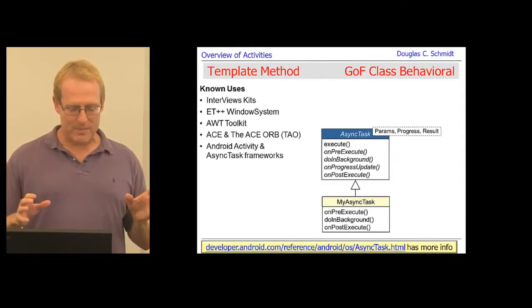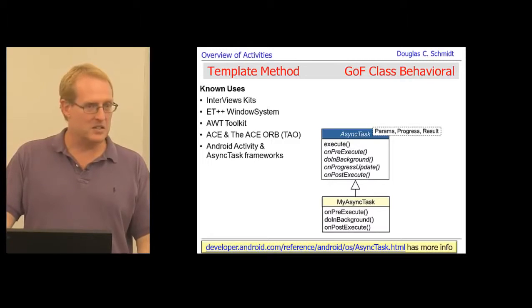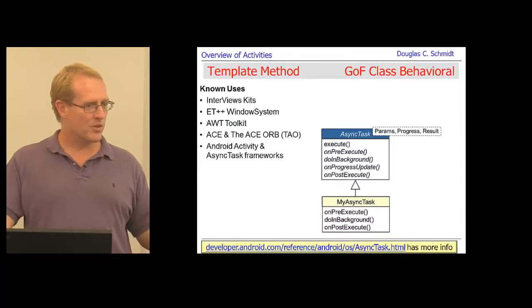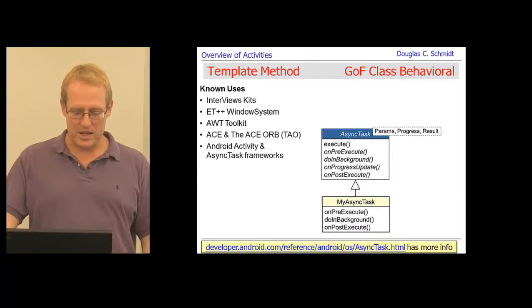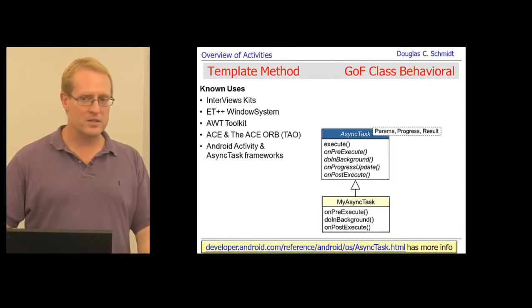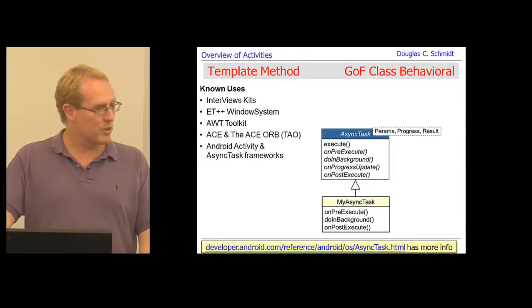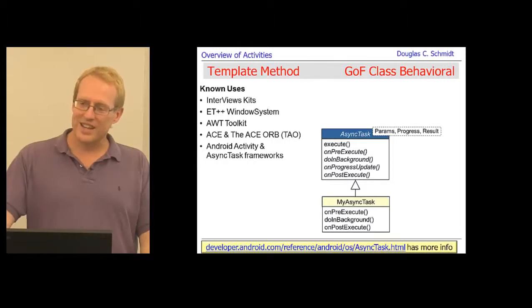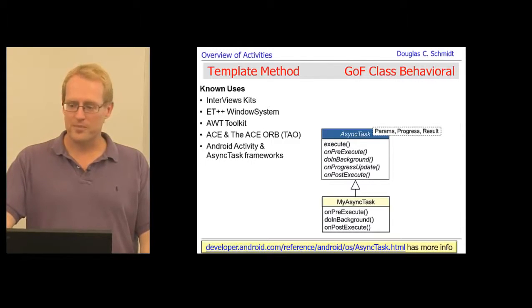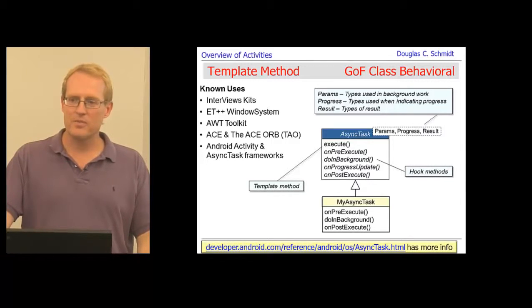Okay, so to kind of wrap up this discussion, template method is a very, very widely used pattern. It's very heavily used in windowing systems. It's very heavily used in middleware. We use it a lot in the middleware we've developed for many years in C++. As you can see, it's used in Java toolkits like AWT and many, many other places. And it's also used in Android. The activity framework is one example. There's other examples as well, like async tasks, where we talked about that as well. Okay. Any questions about template method?